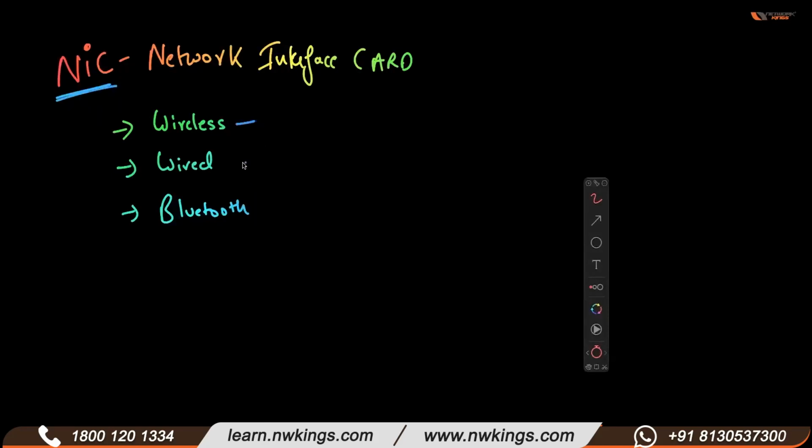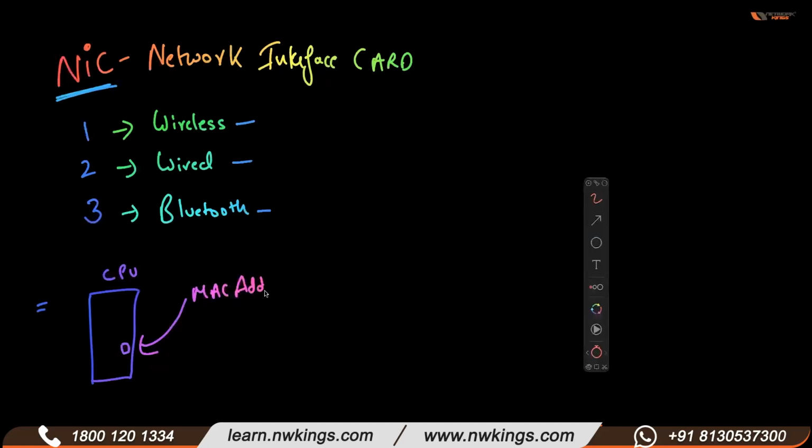Okay, wireless is a different chip, wired is a different chip, Bluetooth is a different chip. So in short, if you buy a laptop, how many MAC addresses do you get? 3 MAC addresses. Okay, but in older days when we used to buy a CPU, we only used to have one Ethernet port. So it means this computer only has one MAC address. But nowadays, almost every machine has 2 to 3 MAC addresses.